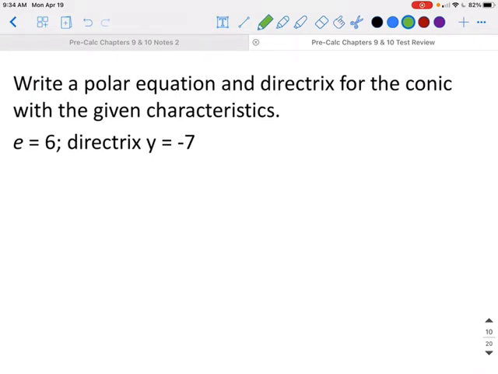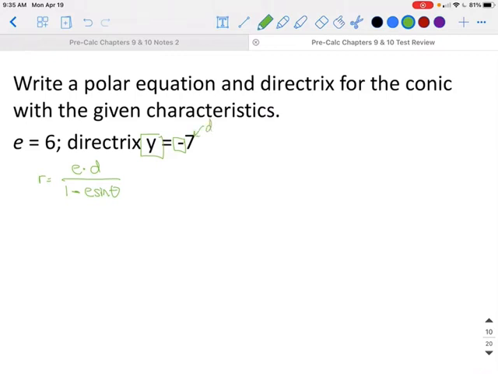Write a polar equation and directrix for a conic with the given information. So we know that the eccentricity is 6, and we know the directrix is y equals negative 7. So because this is y, we do know our equation is going to have sine. So it's going to be e times d over 1 plus or minus, we don't know which it's going to be yet, e sine of theta. And again, we know it's sine because it's y. Because our directrix is negative, we do know it's going to be 1 minus this value.